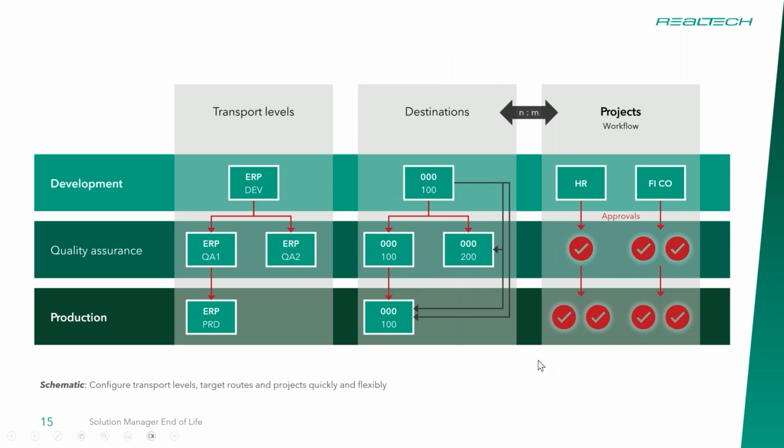In saying that, the architecture is based on a REALTECH project and destination, and then the transports move through levels. So they'll move through your quality level first, then your production level, and they need these approvals before they get into those systems. So you'll hear this during the demo, but the architecture consists of these 3 main topics: transport levels, destinations, and projects.